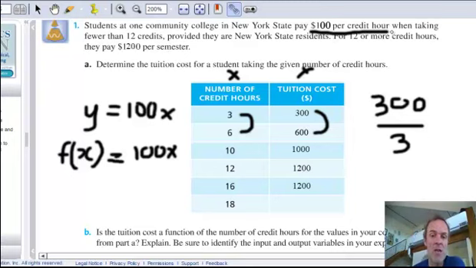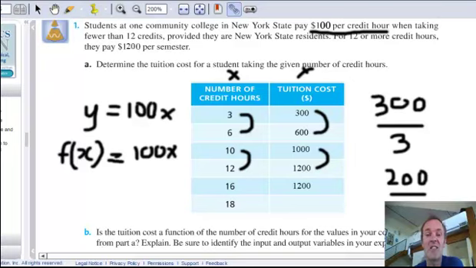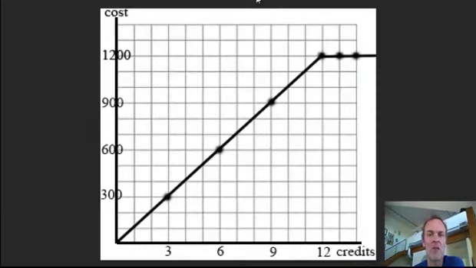How about this: it goes up 2 credits, it goes up $200. So it goes up $200 for that 2 credits. That's still $100 per credit hour. This is a linear function because the average rate of change is the same. It's 100.